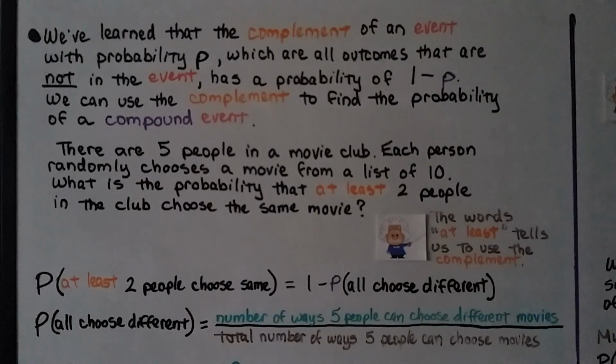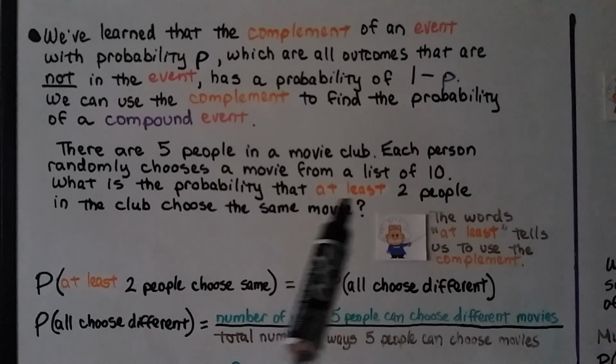We've learned that the complement of an event with probability P, which are all the outcomes that are not in the event, has a probability of 1 minus P. We can use the complement to find the probability of a compound event. And there are 5 people in a movie club. Each person randomly chooses a movie from a list of 10. So what's the probability that at least 2 people in the club choose the same movie?